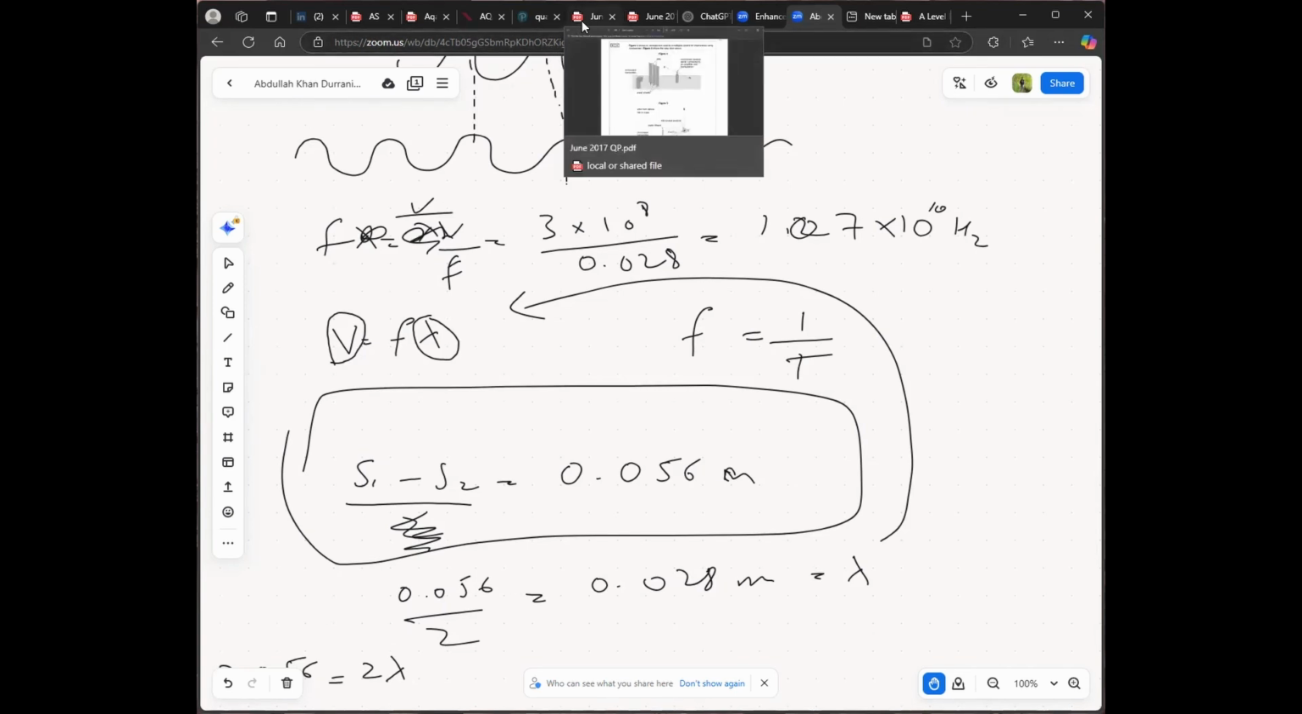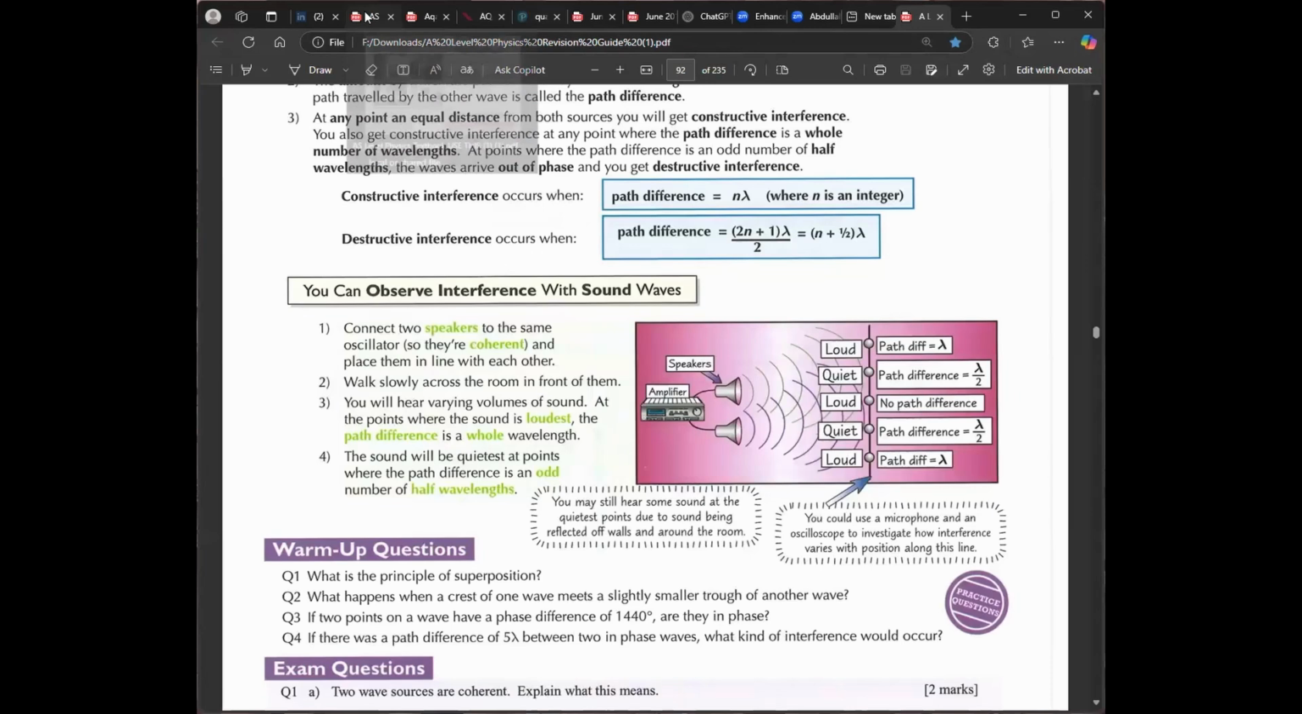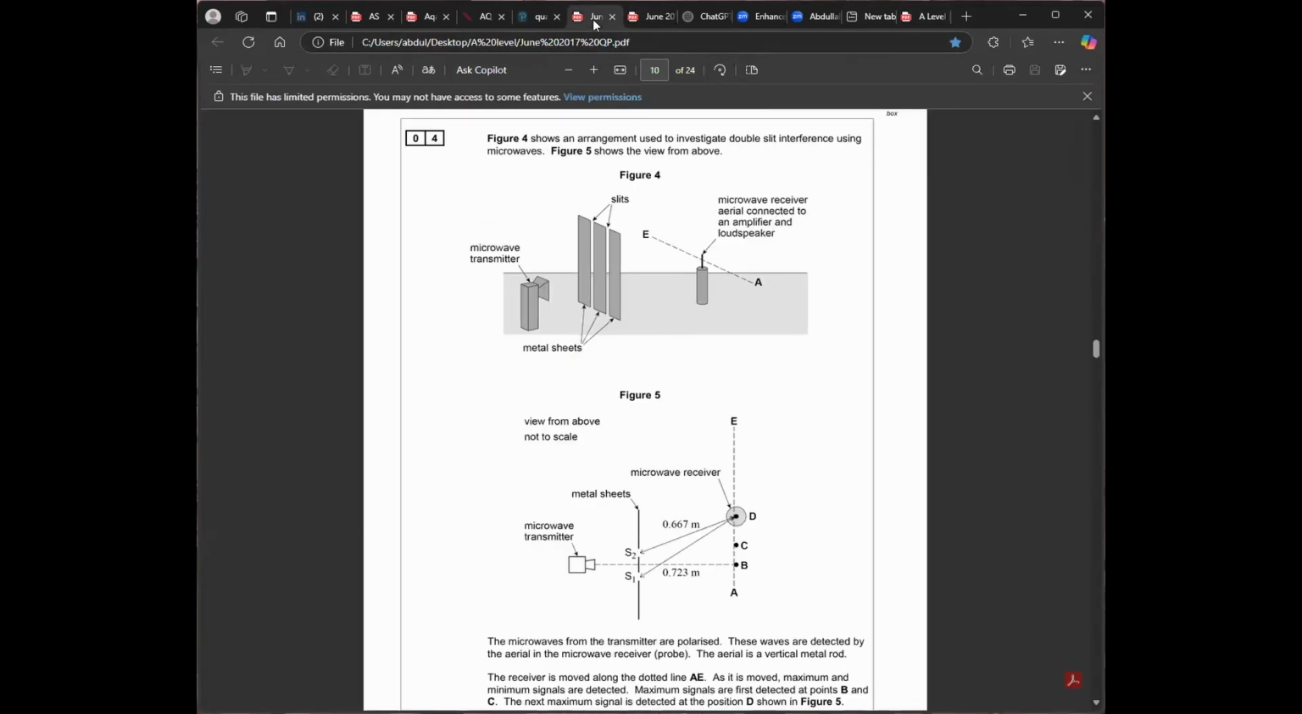Yeah, thank you. No worries. Are there any other questions related to this? If not, this question is in an AS paper. I think it's 2017 AQA.